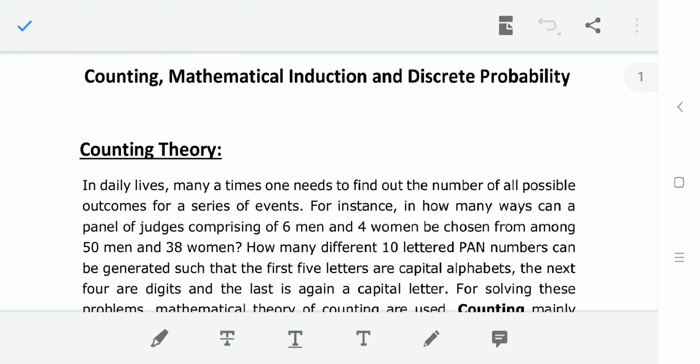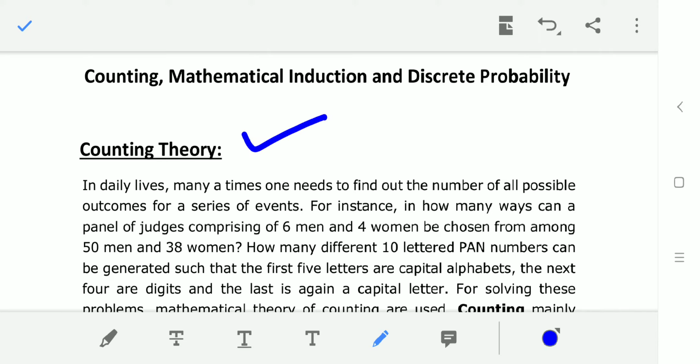Our topic today is counting, mathematical induction and discrete probability. We are discussing counting theory today. In daily life, many times one needs to find the number of all possible outcomes for a series of events. For instance, in how many ways can a panel of judges comprising 6 men and 4 women be chosen from among 50 men and 38 women?